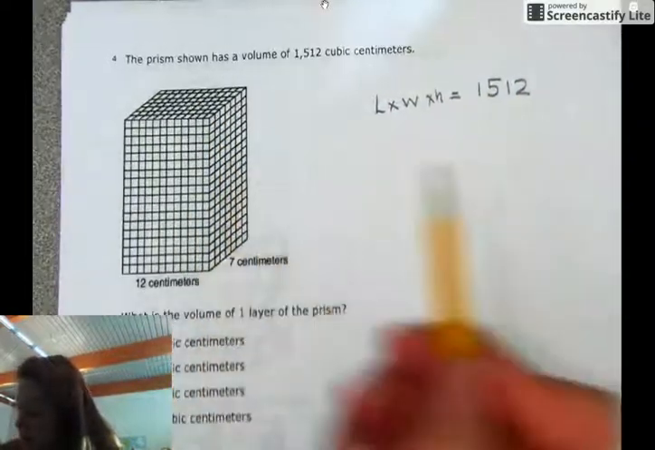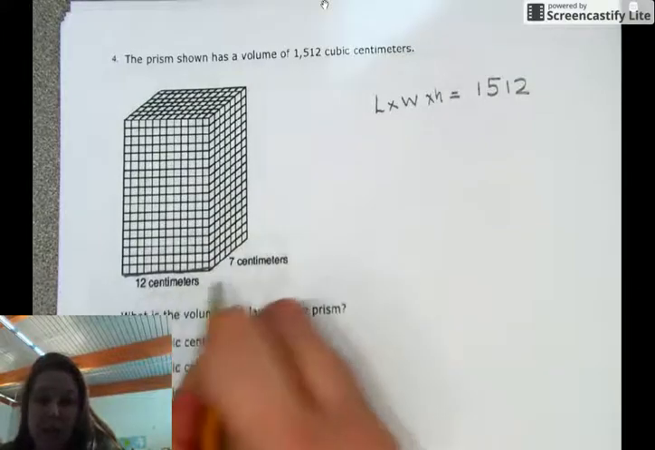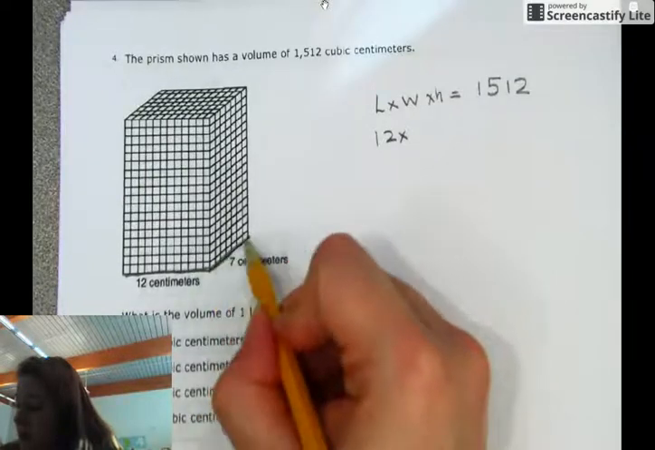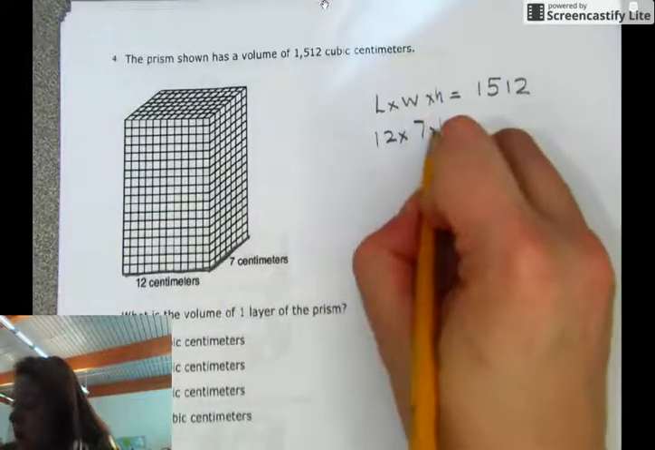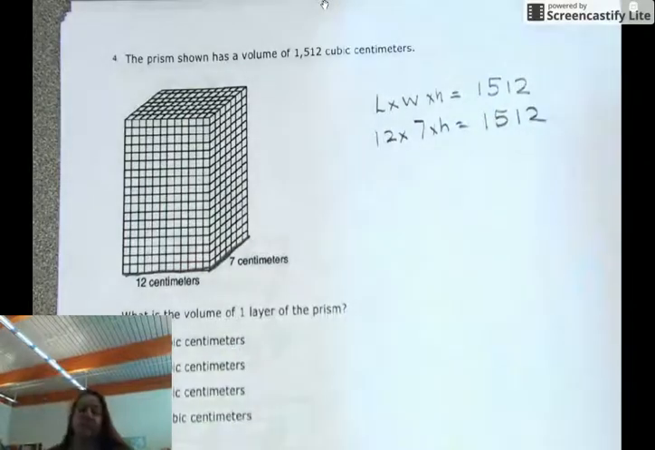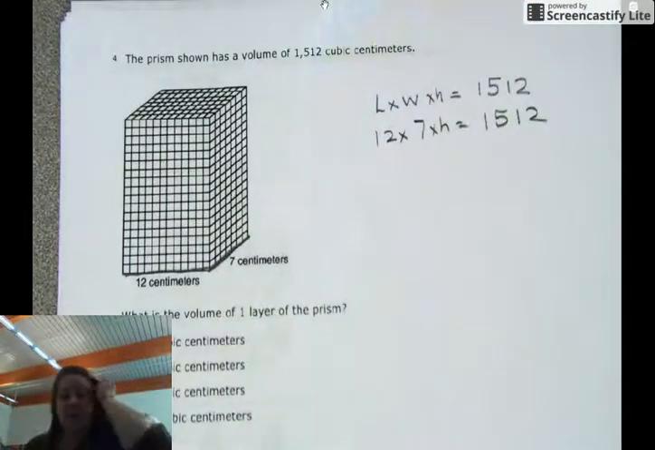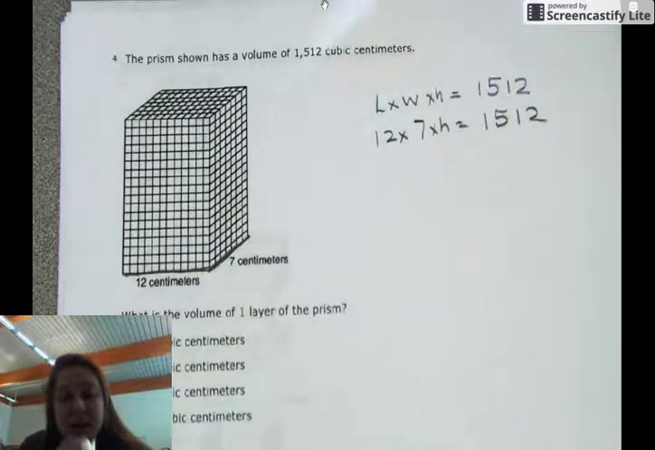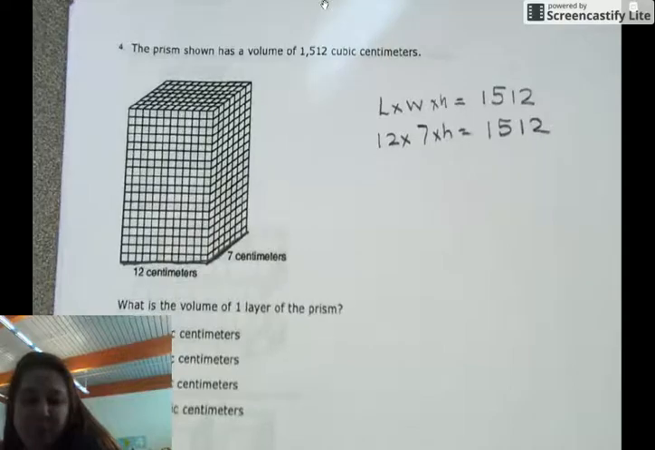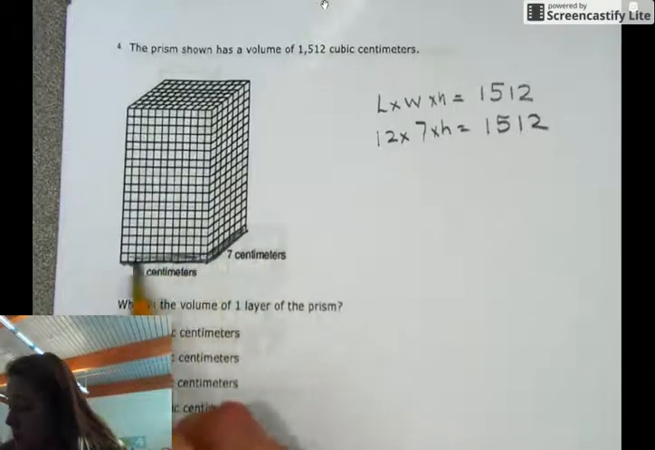They give me the length. Okay, that's 12. They give me the width, which is 7. And they do not give me the height. What is the volume of the first layer of the prism? So now we have to determine what it's truly asking us. It's not asking for the width or the height, so we don't need to worry about that. What it's asking for is the volume. So this and this. I just want to know this.